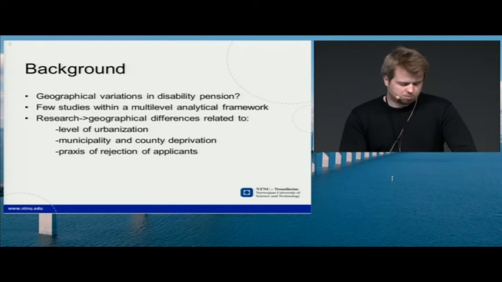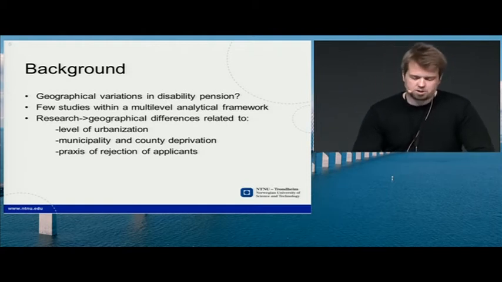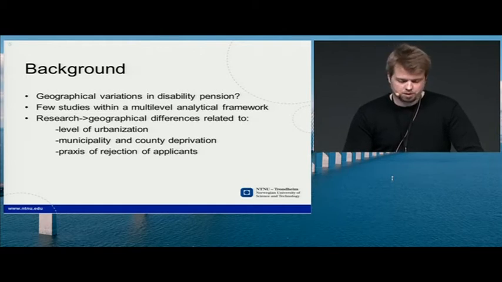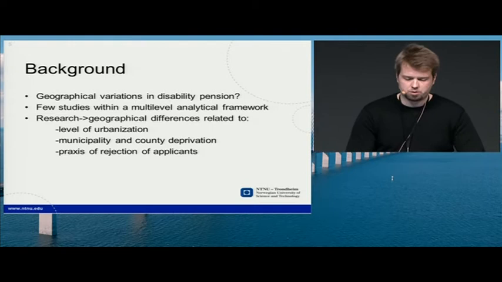So there are some reports in Norway about big geographical variations in disability pension, but this is most often done without considering the fact that populations at risk can be quite different in different areas. In Scandinavia, there have been just a few studies within a multi-level analytical framework, but research has shown that there can be geographical differences related to level of urbanization, where people in less urbanized areas have a higher risk of disability pension, and municipality and county deprivation, where people in the most deprived counties or areas are at high risk, and also geographical differences related to practice of rejection of applicants.